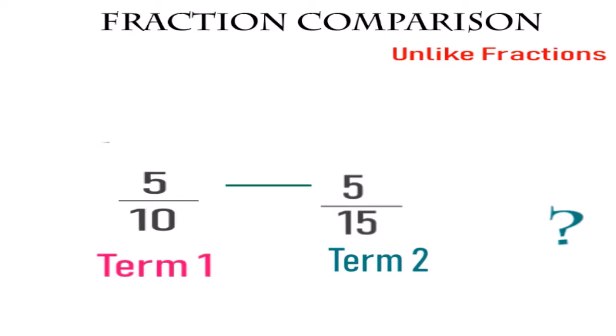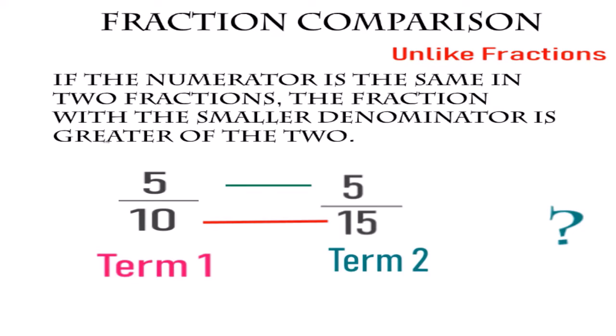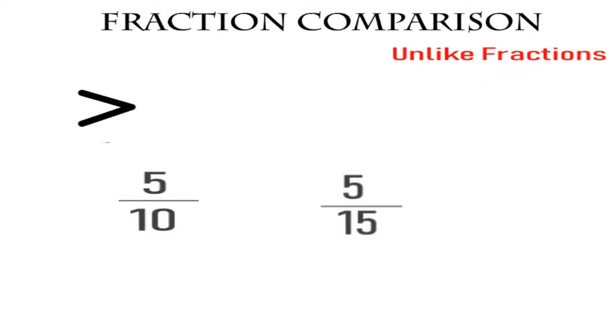Here the numerator is the same, but the denominator is different. If the numerator is the same in two fractions, the fraction with the smaller denominator is greater of the two. Here the numerator is the same, so the fraction with the smaller denominator will be the greatest.